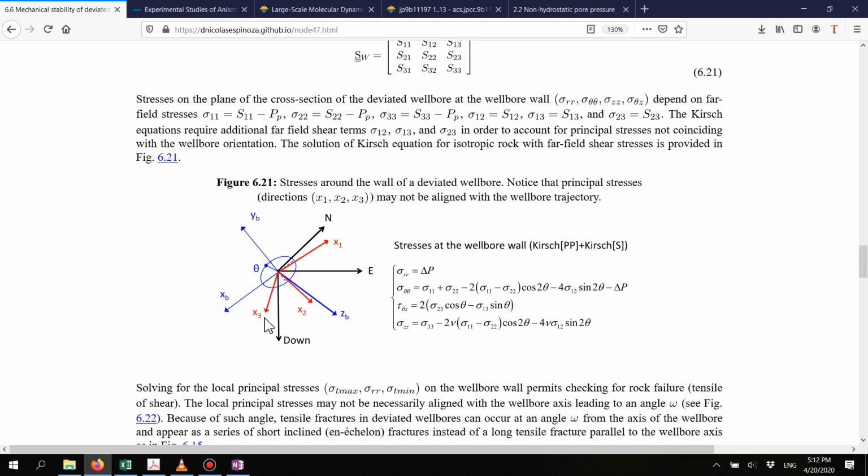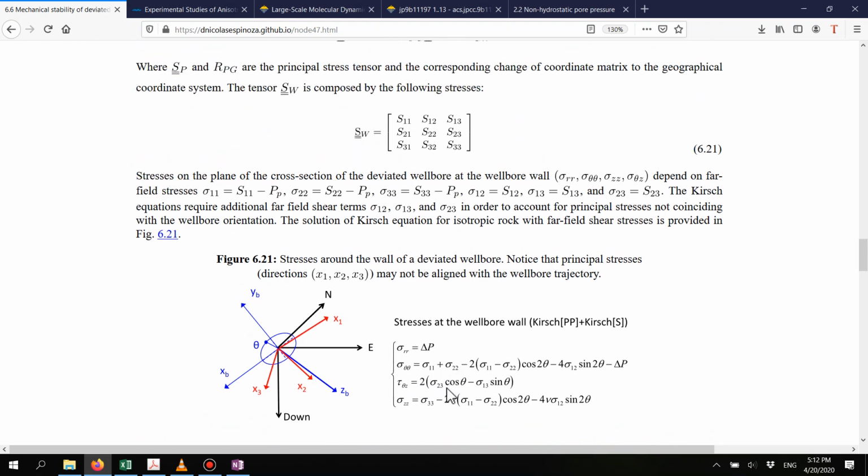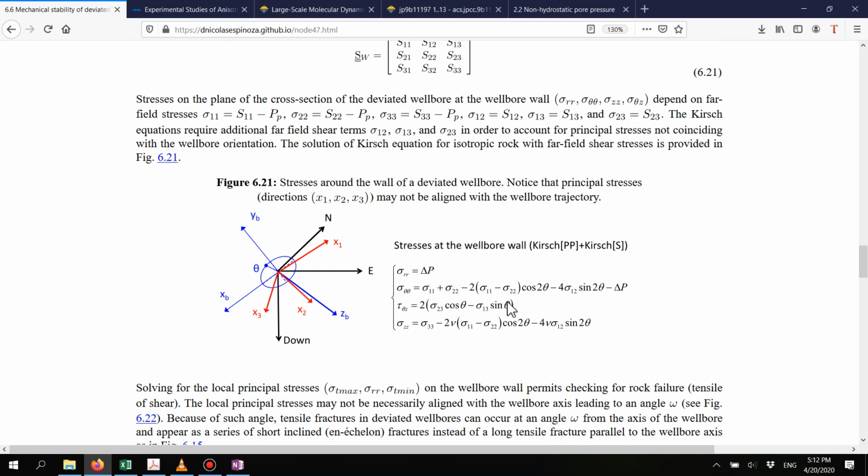Whenever that happens, we're going to have a shear stress around the wellbore in direction theta z, that means on a plane which is perpendicular to theta and in direction z. Also, therefore, there is going to be a shear stress tau z theta, which is not going to be zero, and is going to be given by the off-diagonal components of the stress tensor, S23 and S13. You can extend the Kirsch equations in order to have this component.